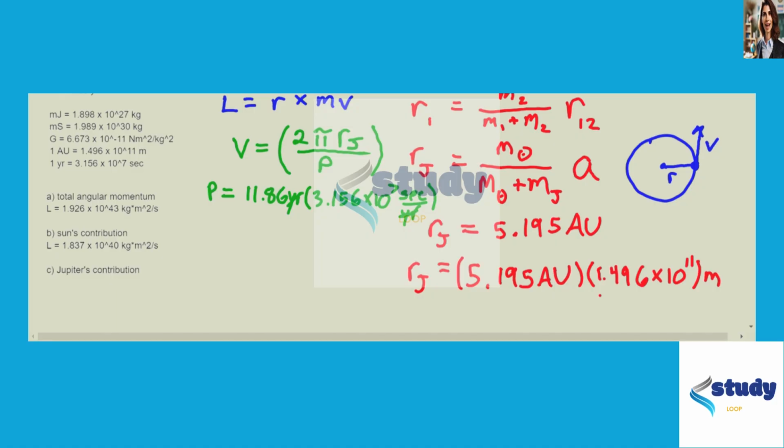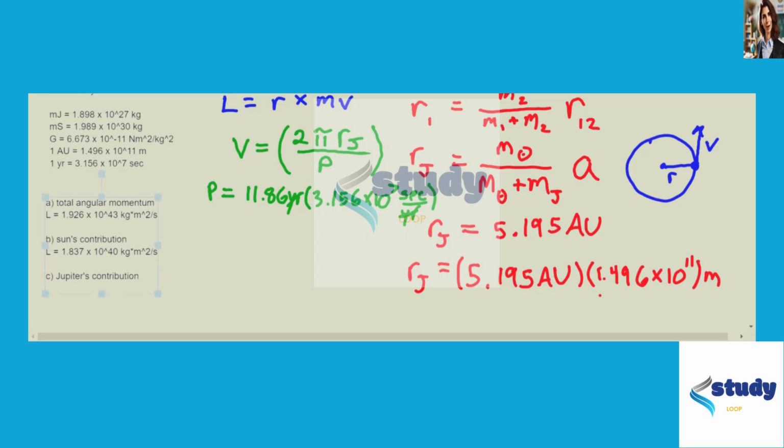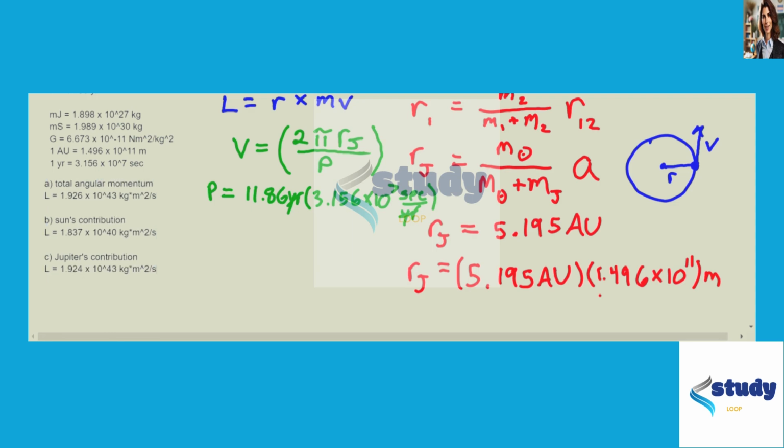And once again, we plug it all into our calculator to get our answer for part C, which is right here, 1.924 times 10 to the 43 kilogram times meter squared per second is Jupiter's contribution to the total angular momentum of the Sun-Jupiter system.